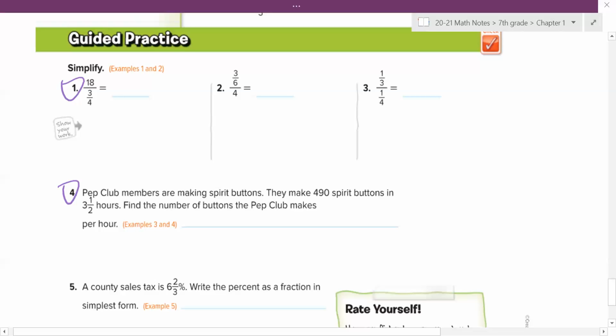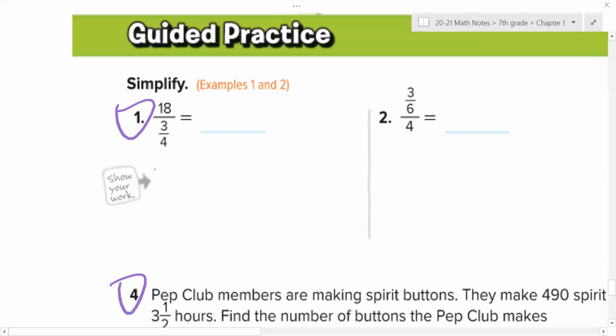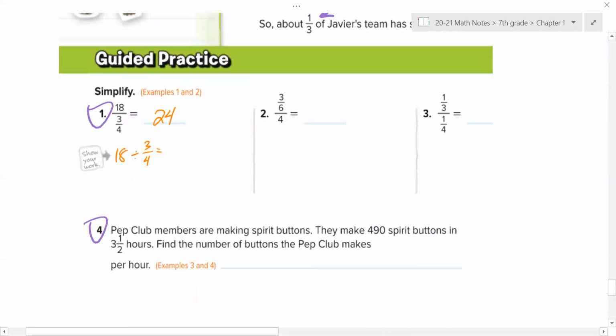All right, so let's see how we did. So for the first one here, I'm going to put my pen on a diet. So we have 18. I'm going to rewrite it as 18 divided by 3/4. I'm going to plug that into my calculator. 18 divided by 3/4, and I get 24. And remember, whenever you're dividing by a number less than 1, it's going to become a larger number. So you should get 24 for that one.